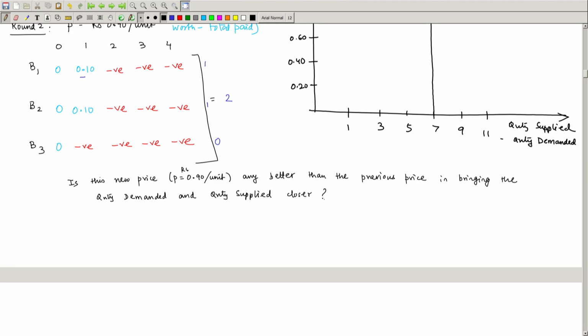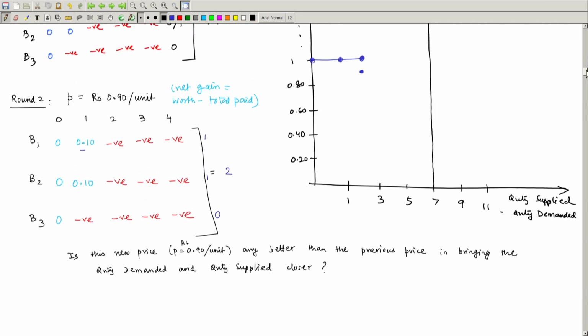Now, clearly you can see that the quantity supplied is 7, the quantity demanded is a maximum of 2 units. So, there is still a mismatch, right. More is available than what buyers want to buy. So, the answer continues to be no, right. So, the new price has not brought the quantity demanded and quantity supplied closer to each other, right. So, what should happen? The price will still fall.